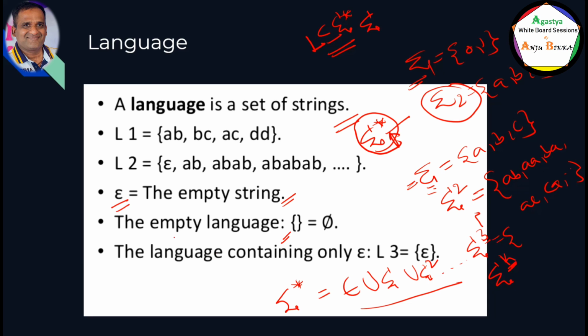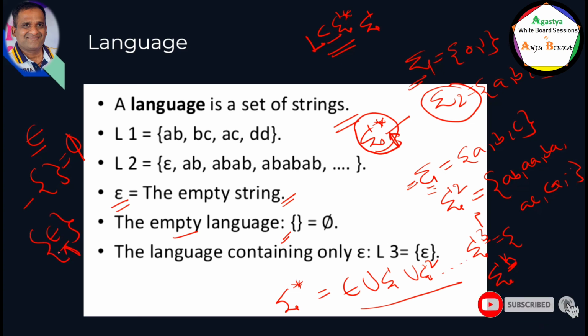Now we can see the empty language. The difference: the empty string is epsilon, and the empty language is denoted by phi, like this. Empty string and empty language. And again, the language consisting of the empty string is not the empty language. This is also very important to note.